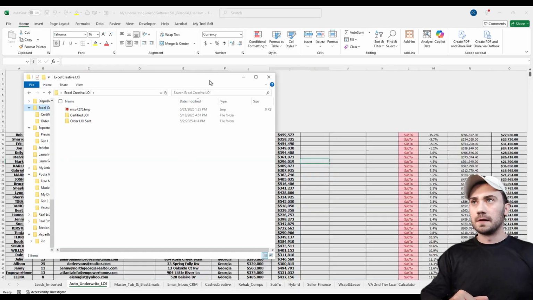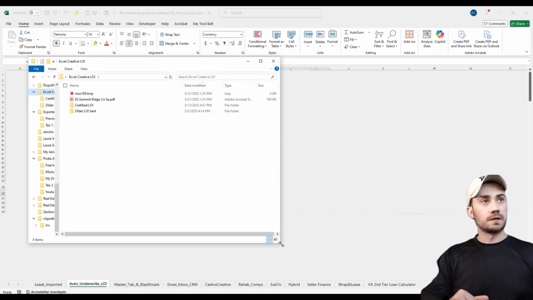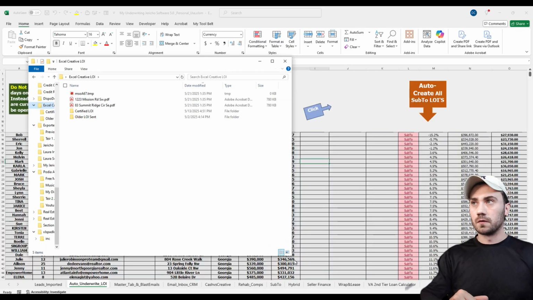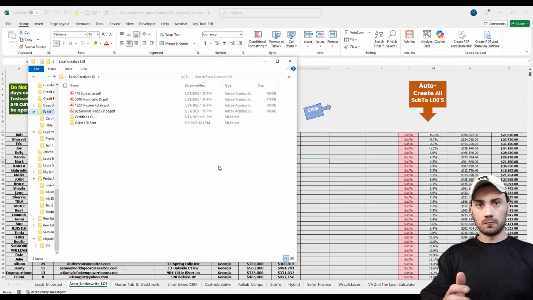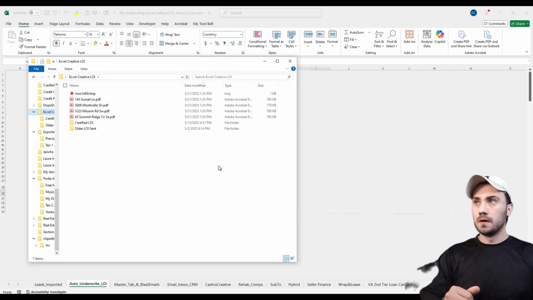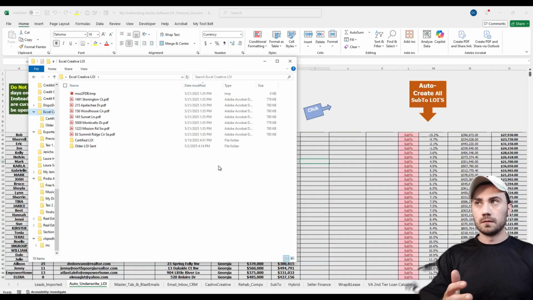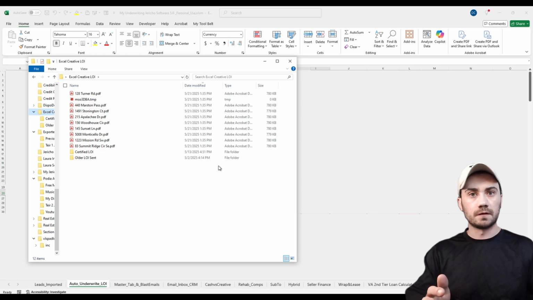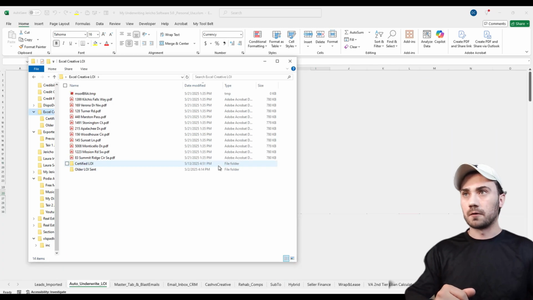And now we can see that our subject to LOIs are going to be created. Now I have the video recording here running in the background. It normally takes about 1 minute to do 50 LOIs. Doesn't matter if it's subject to, seller finance, or hybrid acquisitions.